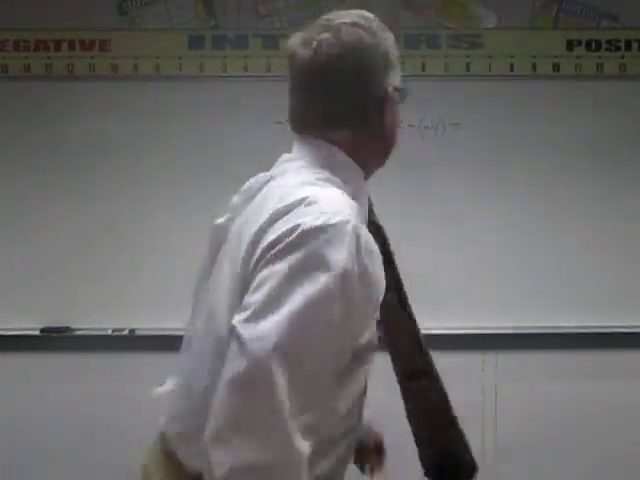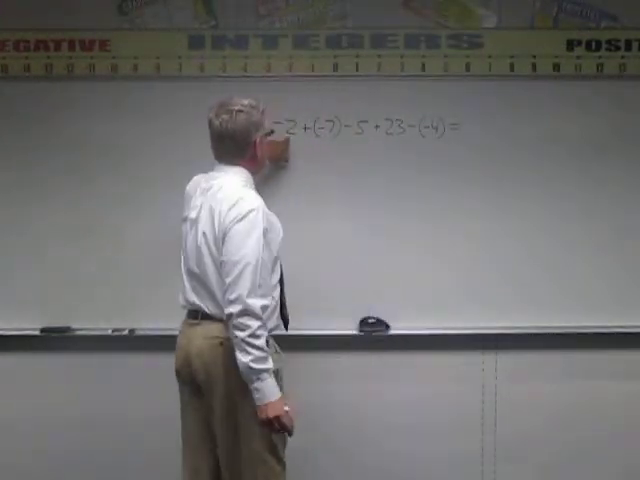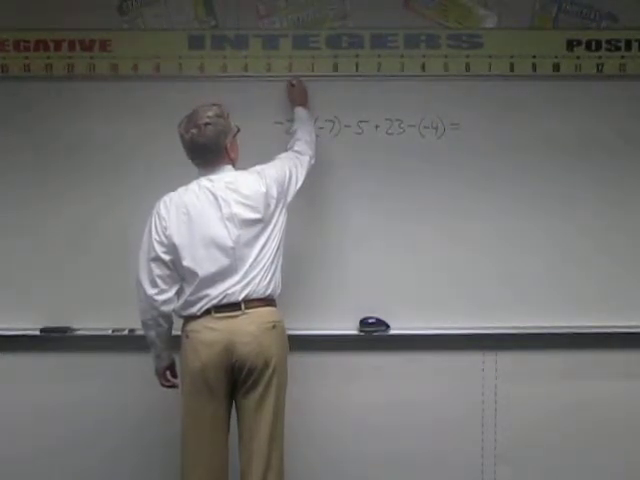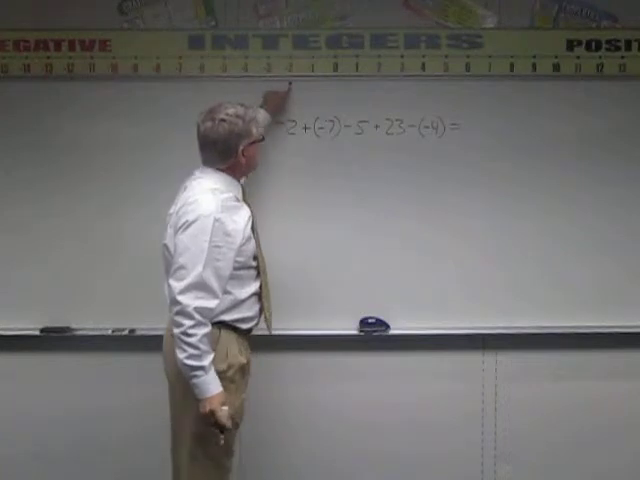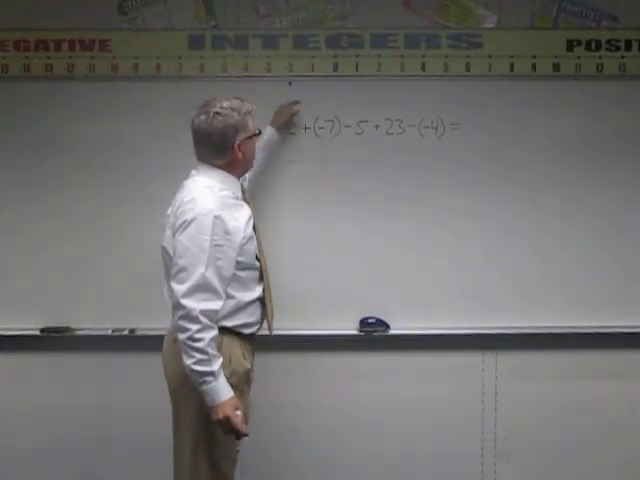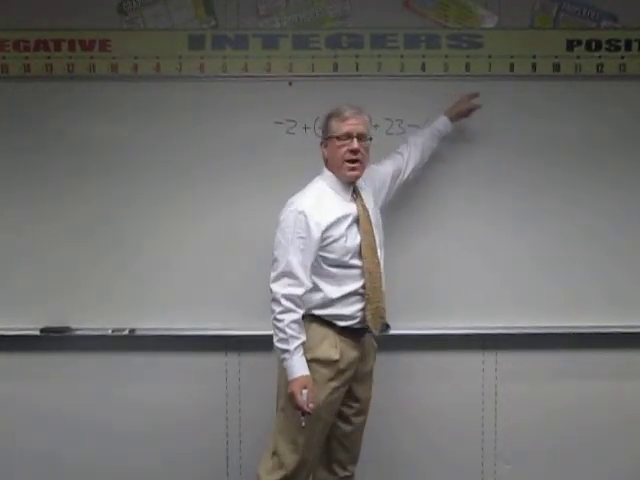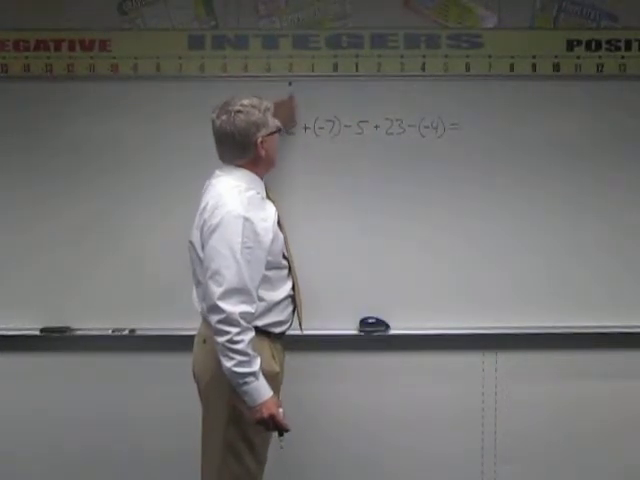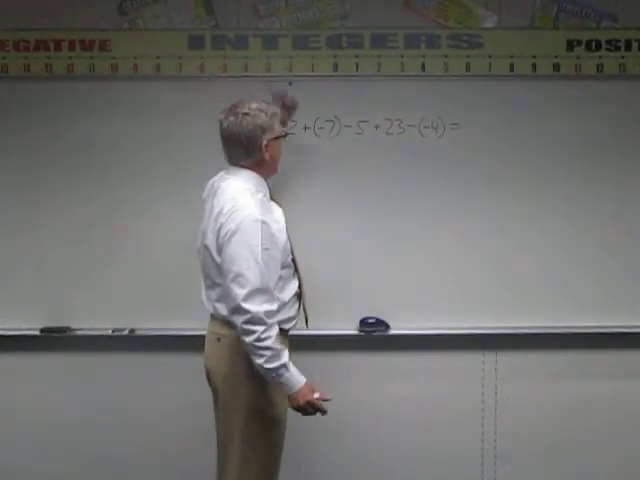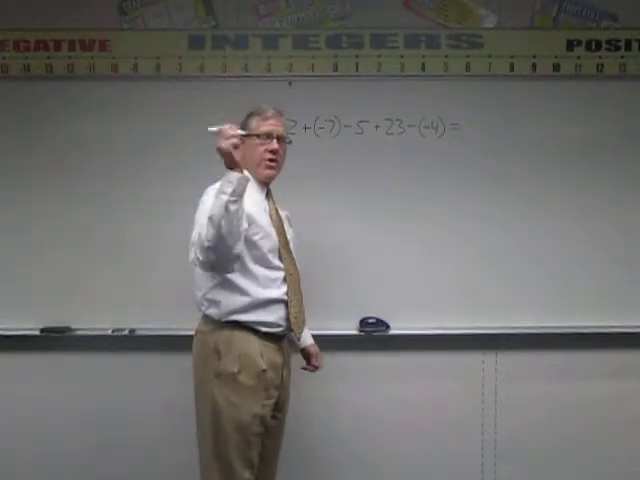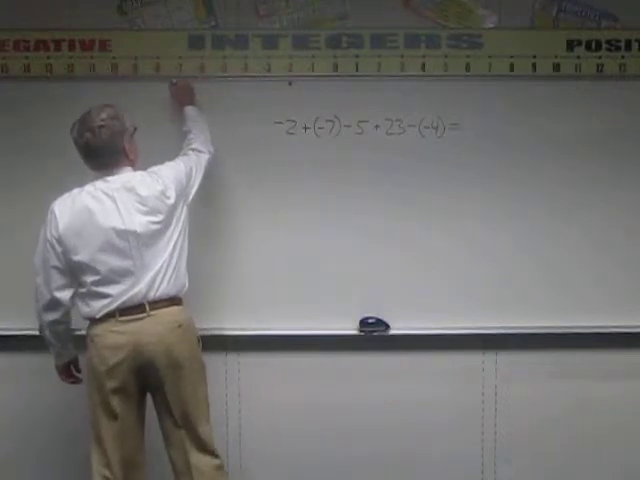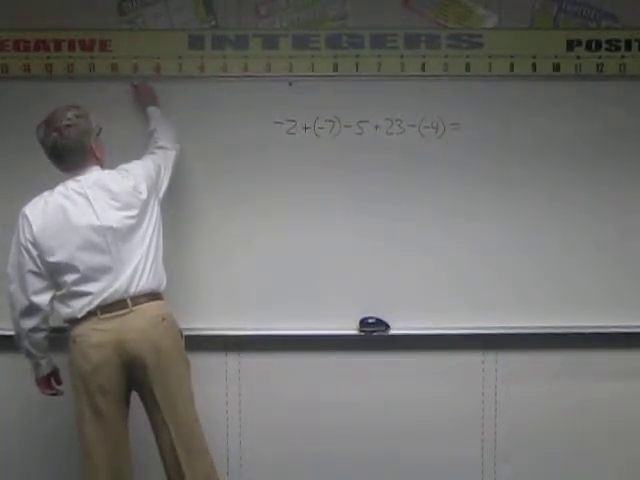All right, we've got our equation up there. Here we go, we start at negative 2. Let's start right here, negative 2. If we were to add 7, we would just go this way 7, wouldn't we? Positive. But since we're adding a negative, we're going to do the opposite. We're going to go to the left on the number line. 1, 2, 3, 4, 5, 6, 7, all the way to negative 9.